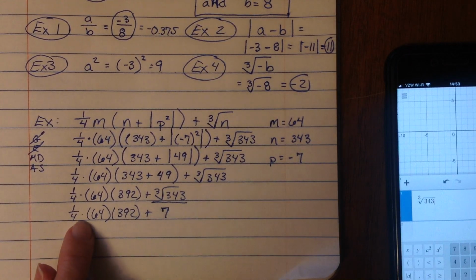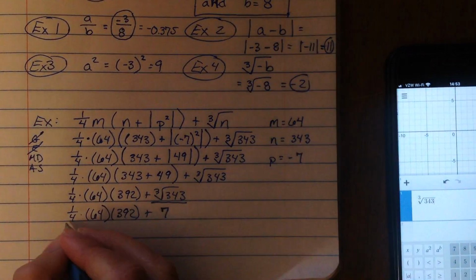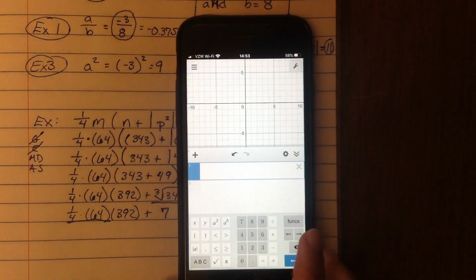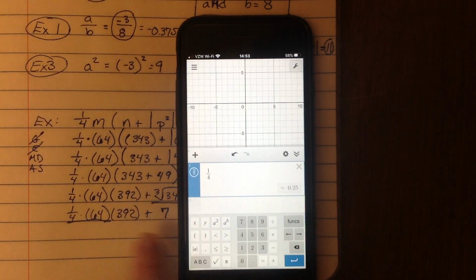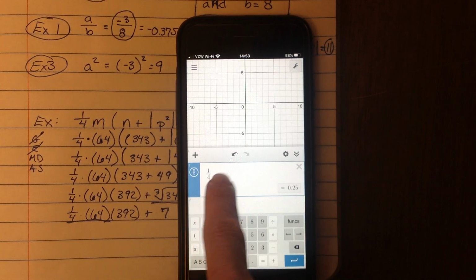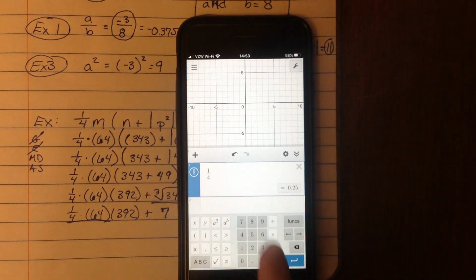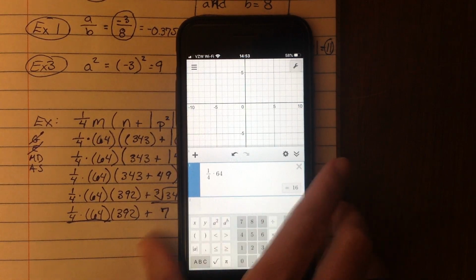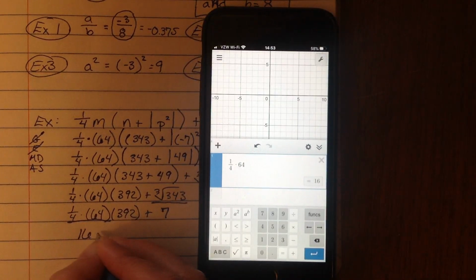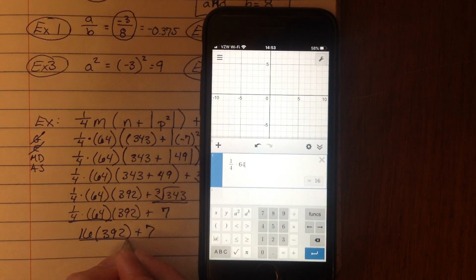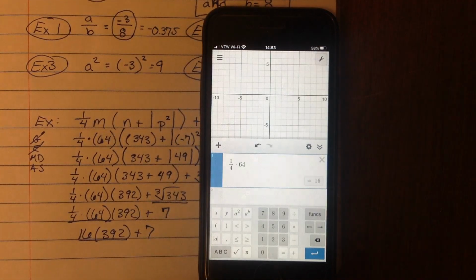Well, we've got 1/4 times 64 is our first multiplication fact. Now, you can type in fractions in Desmos, remember? It's just division. So the first thing I'm going to do is type in 1 divided by 4, which is the fraction here. Now, notice your cursor is down here with the 4, so I'm actually going to click over next to it so I can type in multiplication, and I'm going to type in 64. So that answer is 16. We've still got to multiply it by 392 plus 7. So I'm going to multiply, this is my last multiplication fact.